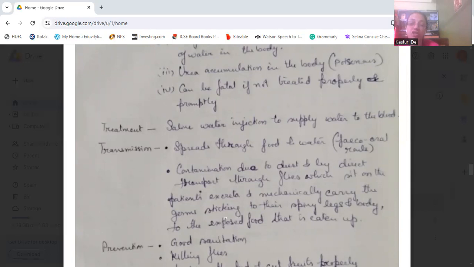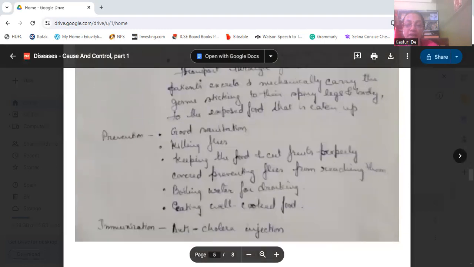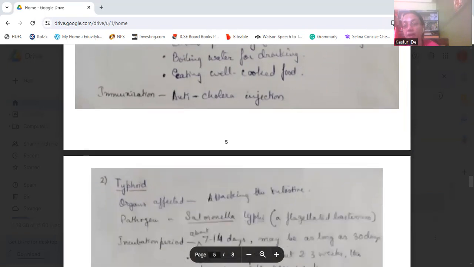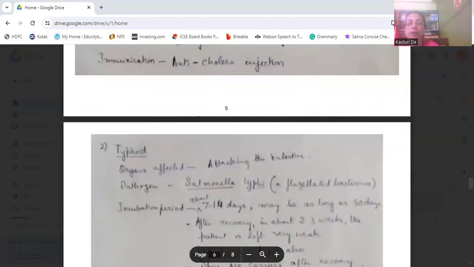Then prevention is good sanitation, killing of the flies, keeping the food and cut fruits properly covered, so that the flies cannot reach them. Then water should be boiled, and we should eat well-cooked food so that the germs, if present, will be destroyed. Immunization is the anticholeral injection, given to immunize the person who might get this cholera.